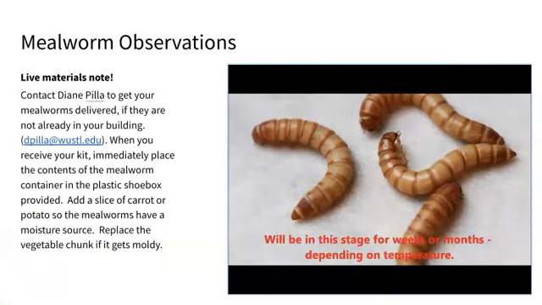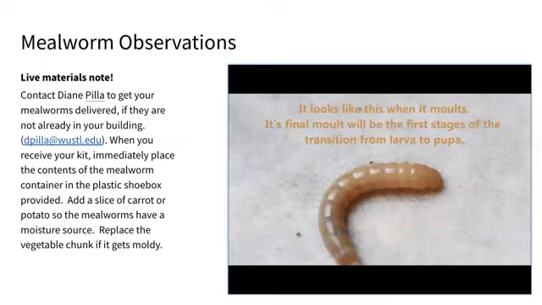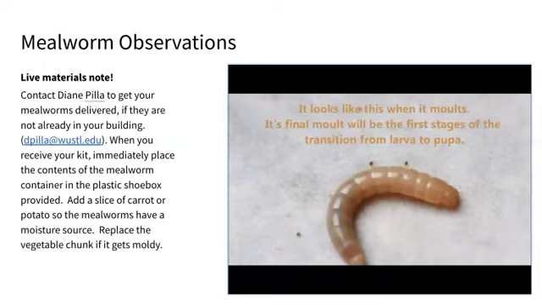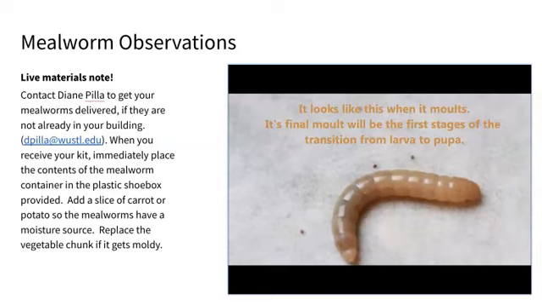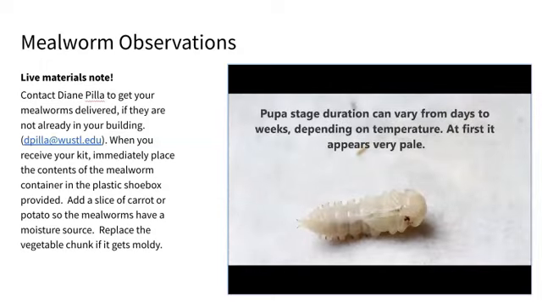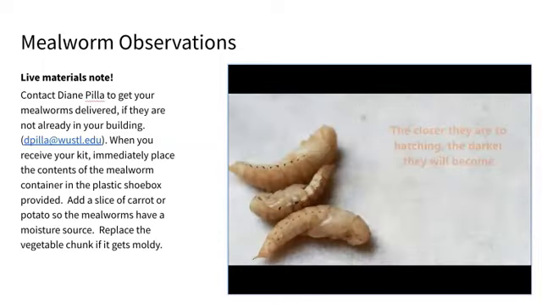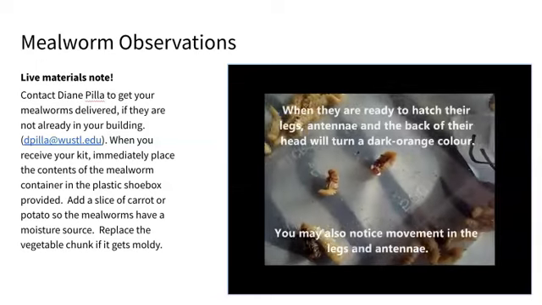Before starting this lesson, you will prepare the mealworms for observation. Your container of mealworms should already be delivered to your building, but if they are not, contact Diane Pilla at dpilla@wustl.edu to receive them. Once you receive these live mealworms, you will follow the directions to immediately place the contents of the mealworm container in the plastic container provided. You will need to add a slice of fresh carrot or potato so the mealworms have a moisture source.